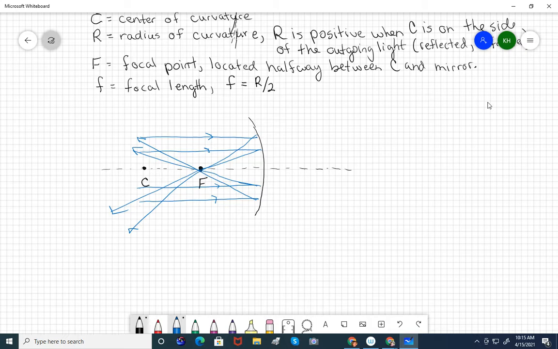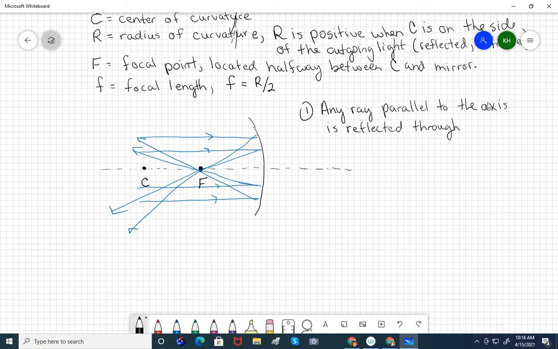So we have two rules here if we were going to draw ray diagrams. Rule 1 is any ray parallel to the axis is reflected through the focal point.